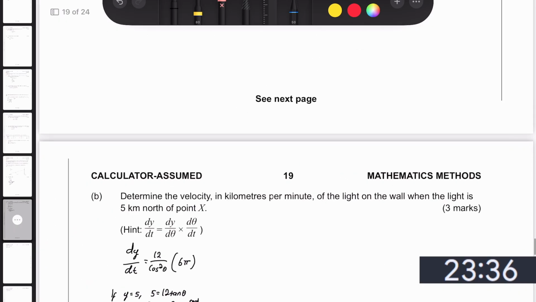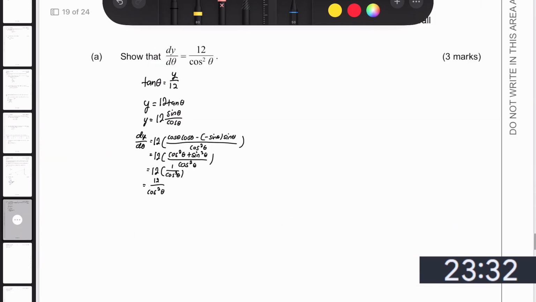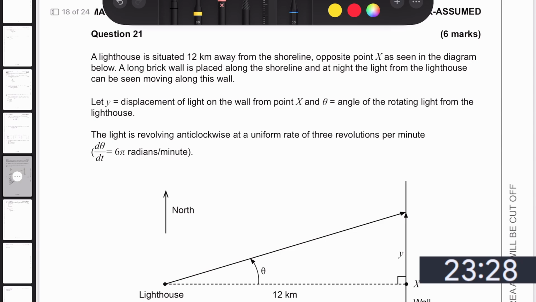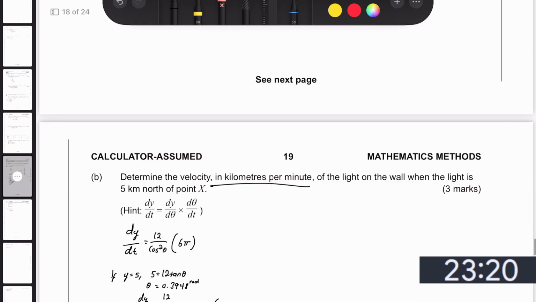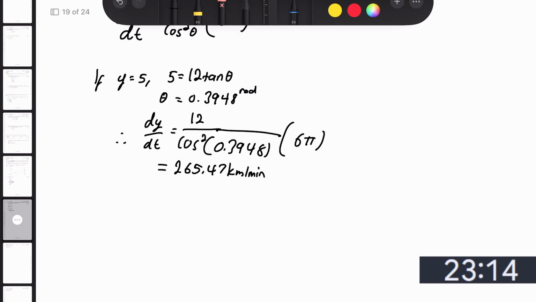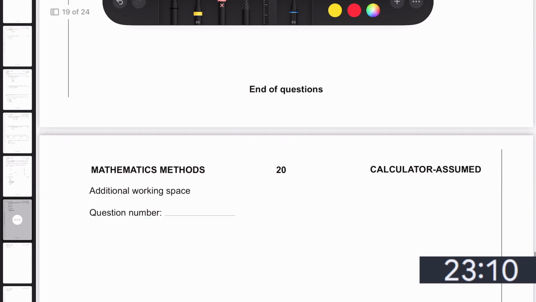Okay, let me see. Is there some conversion I have to do? Kilometers per minute. What am I working in? I'm working in kilometers, and it's given per minute. So there are no conversions I have to do. Nice. Wow, that is a very fast light. Okie dokie, and I believe that's the exam done.